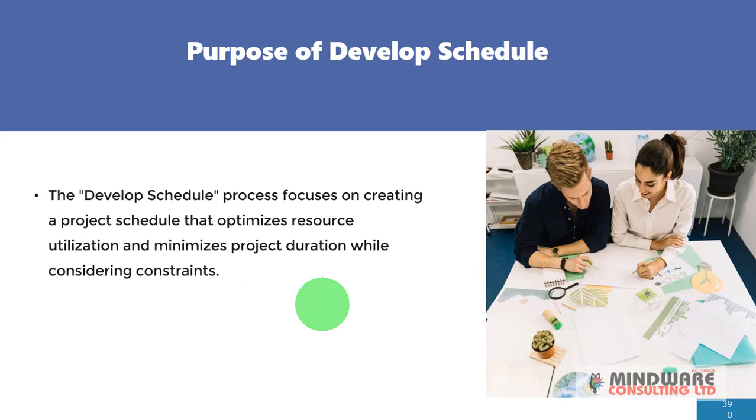So how do we maximize the way we utilize our resources? Every competent project manager wants to shorten the time it takes to complete his or her project. At the same time, we also want to optimize the use of our resources. We want to use our resources properly and effectively, avoid waste. So that's what the purpose of this process is all about.